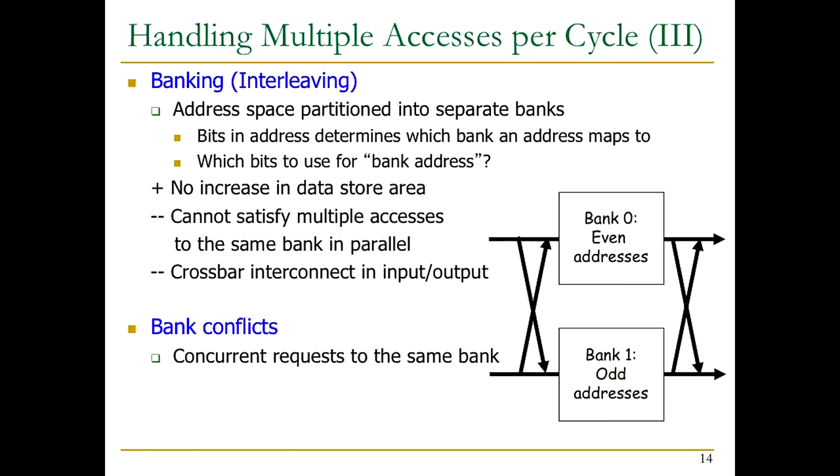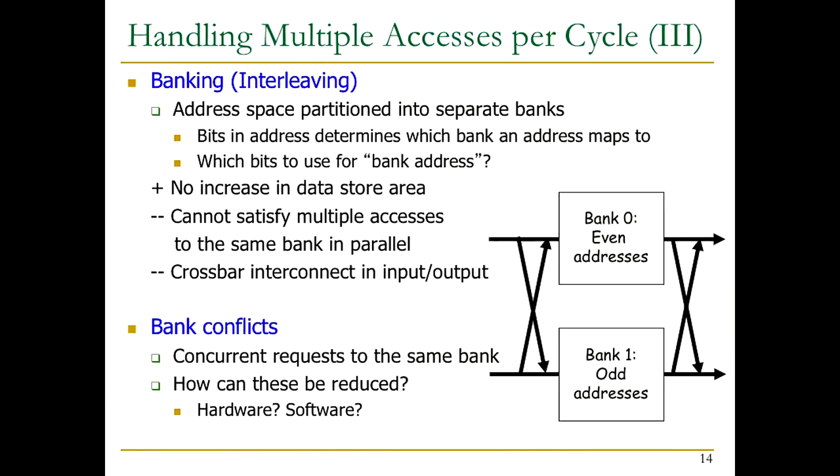If you have concurrent requests to the same bank, you have a conflict, then you need to somehow deal with it. One way of dealing with it is having peripheral logic, control logic, that serializes the accesses, right? And that's usually how it's done. But there are other potential ways of dealing with it. For example, one thing we've discussed is minimizing it, right? How do you minimize the bank conflicts? Again, go back to the caching lecture last time.